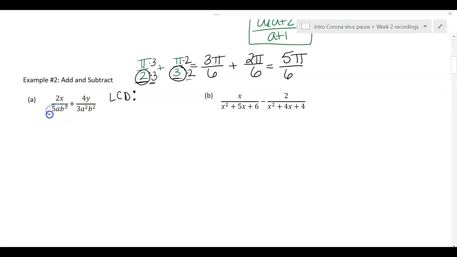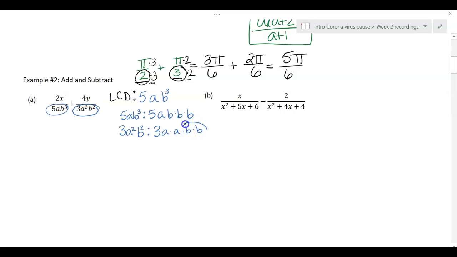So if I look at the first denominator, and you might not need all this work, but for those who do, here it is. It says 5ab cubed. So think about what that really is. It's a factor of 5, a factor of a, and 3 factors of b. You're not taking anything out of the denominator, so you need all of those things to be included in your least common denominator. Now when I look at the second denominator, 3a squared b squared, that's a factor of 3, 2 factors of a, and 2 factors of b.